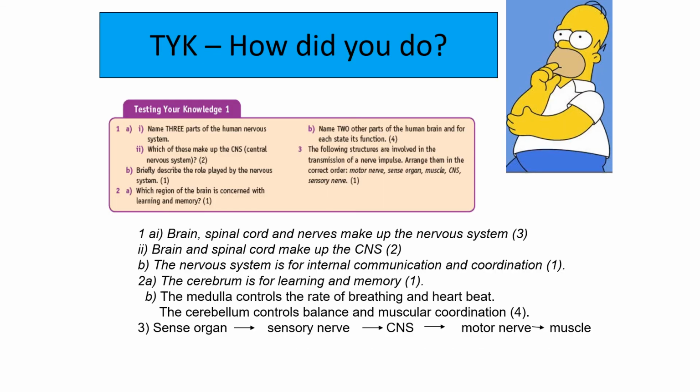So the answers are that the brain and the spinal cord and nerves make up the nervous system. The brain and the spinal cord make up the CNS. The nervous system is for internal communication and coordination. The cerebrum is for learning and memory. The medulla controls the rate of breathing and heartbeat, and the cerebellum controls balance and muscular coordination. The transmission of a nerve impulse is detected by the sense organ, then goes to the sensory nerve, followed by the CNS, and then the motor nerve and muscle. So can you make sure you've managed to get 100% in that? If not, then you need to watch the video again.